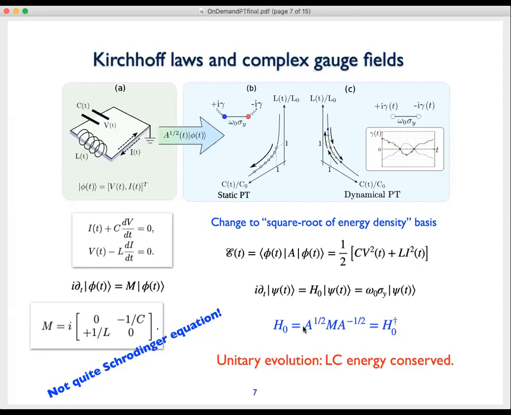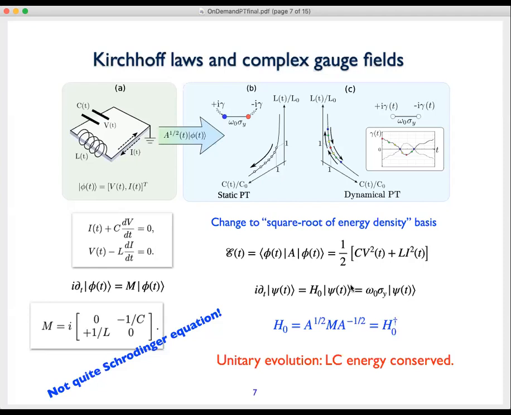So in this new similarity transform, if I look at state psi, then state psi has a norm which is given by the circuit energy. And if I go through this simple algebra, then what I find is that i del t of psi is equal to some Hermitian Hamiltonian acting on psi, where this H naught is given by omega naught times sigma y.